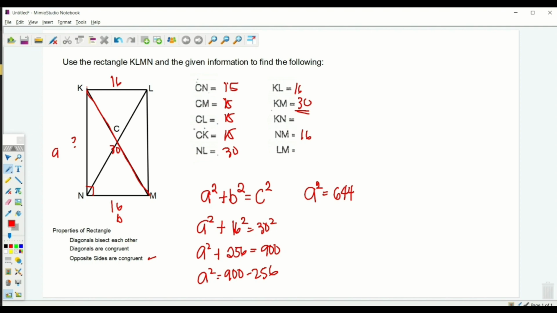Now, we only need the measure of A. So, we will apply extracting square roots. So, cancel yan. A now is equal to square root of 644, using your calculator, that is approximately 25.4. So, that is the measure of our KN. So, this is KN. Okay? So, this is 25.4. Also, take note, if this is 25.4, anong sukat ni LM? That is also 25.4.